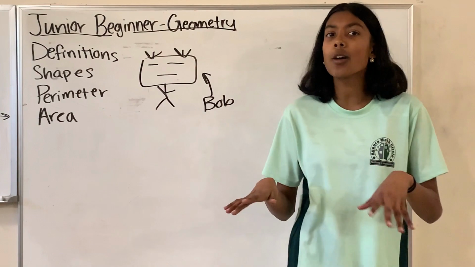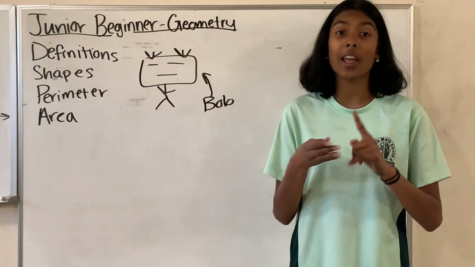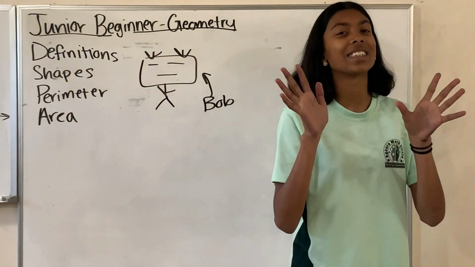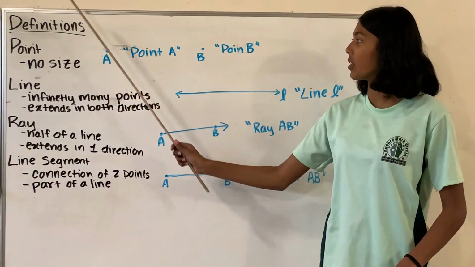On geometry. And the topics we'll be doing today are definitions, shapes, perimeter, and area. But most importantly, you guys get to meet Bob, who's just amazing. Our first topic of today is the definitions.